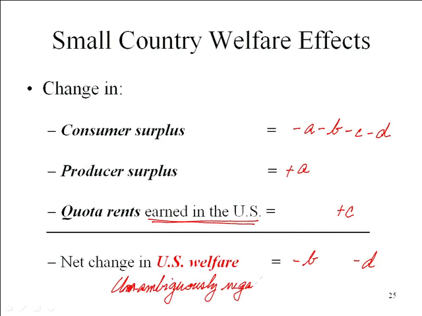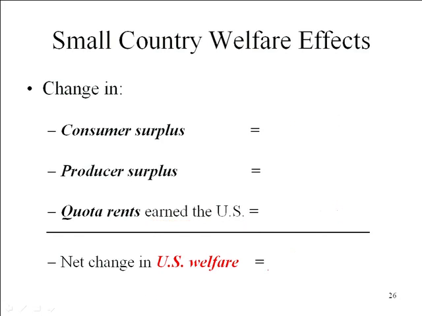So it's unambiguously negative for the country. Okay. Now let's do the same exercise. But now we're going to assume that the quota rents are earned outside the country. Well, there's no difference in the consumer surplus. They still lose A, B, C, and D. There's no difference in terms of the producer surplus.